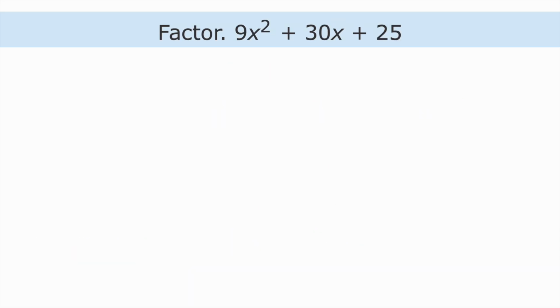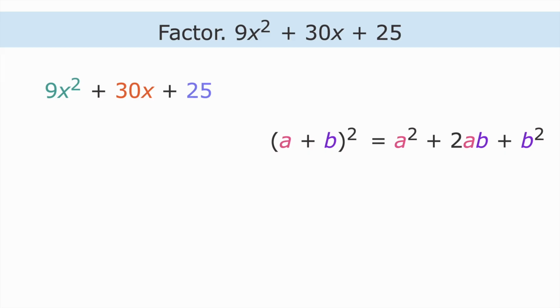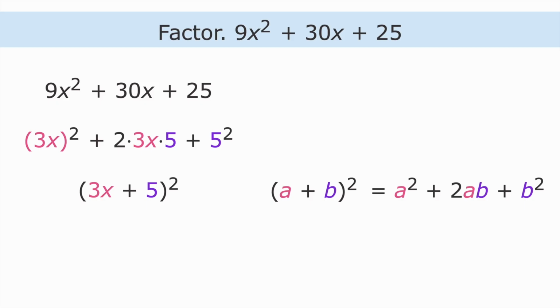9x squared plus 30x plus 25 is a quadratic expression with a leading coefficient not equal to 1. So we could use the same process from earlier, where we rewrite the expression by splitting the middle term and then factor by grouping. But this expression follows a special pattern, so there is another way we can factor it. Squaring the binomial a plus b gives a squared plus 2ab plus b squared. We can rewrite 9x squared plus 30x plus 25 as 3x squared plus 2 times 3x times 5 plus 5 squared. So this is a perfect square trinomial. Using the formula, we can factor to 3x plus 5 squared. Perfect! Let's try one more.